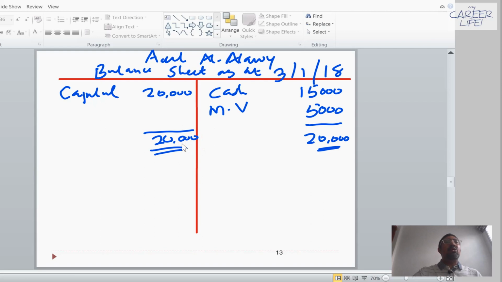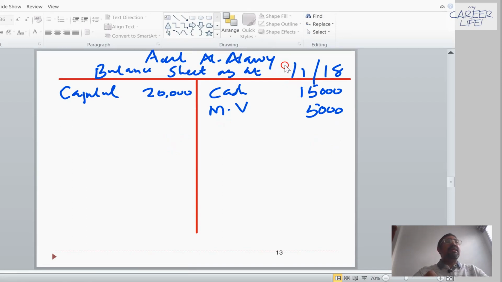So you can see now, on 1st of January, he only introduced capital. Capital was 20,000 and cash was 20,000. Then on 3rd of January, he purchased a motor vehicle for 5,000. So the cash asset has decreased, and the motor vehicle, which is another asset, has increased. In the next video, we are going to discuss the effects of transactions, where we can see one transaction affecting one asset of the balance sheet or affecting both sides of the balance sheet.